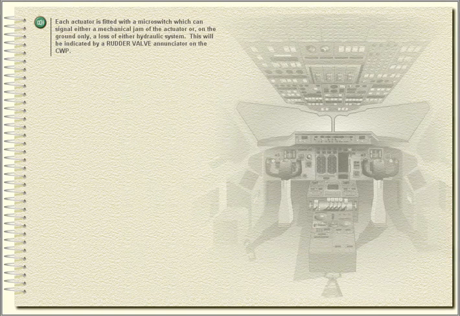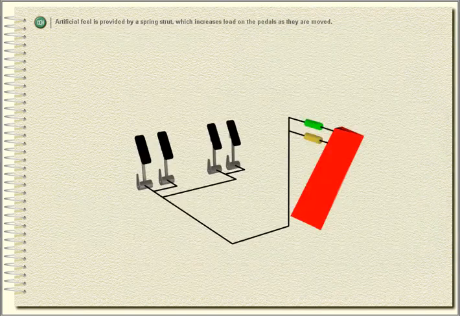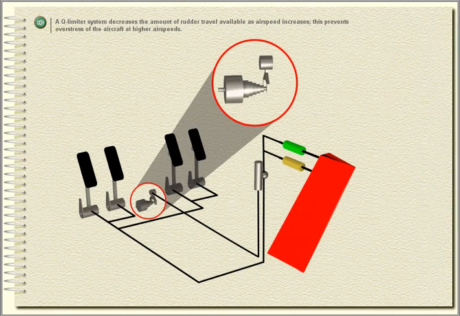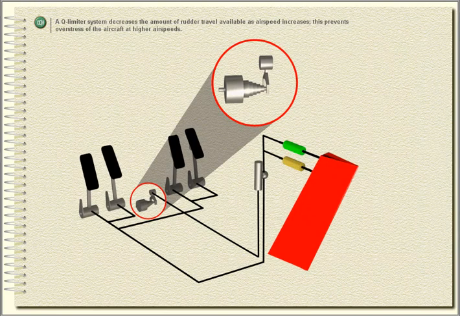Each actuator is fitted with a microswitch, which can signal either a mechanical jam of the actuator or, on the ground only, a loss of either hydraulic system. This will be indicated by a rudder valve annunciator on the central warning panel. Artificial feel is provided by a spring strut, which increases load on the pedals as they are moved. A Q limiter system decreases the amount of rudder travel available as airspeed increases. This prevents overstress of the aircraft at higher airspeeds.